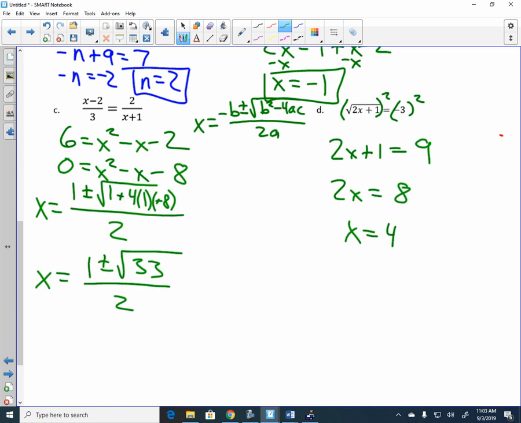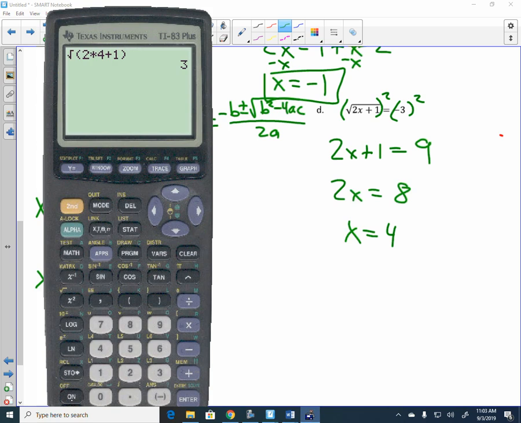Should always be careful if you ever square both sides. Sometimes you add a solution that does not exist. You should always plug your answer back in. So if I do square root of 2 times 4 plus 1, do I get negative 3? No. You don't. You get 3. You plug it back in, it doesn't work.